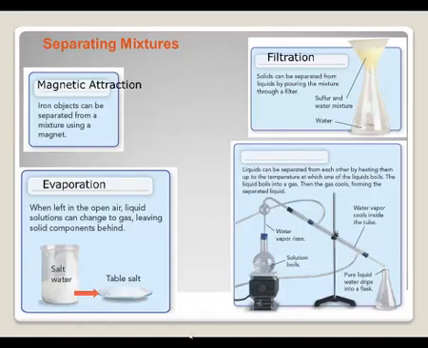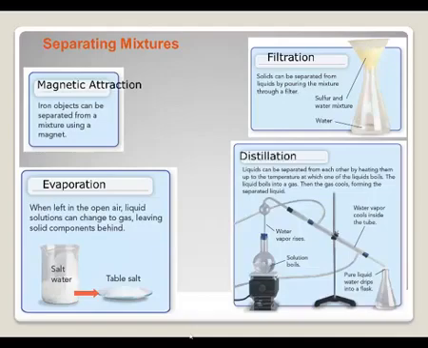Evaporation. Evaporation occurs when we either leave a liquid out in the open air where it just simply is allowed to evaporate itself, or we can even boil the substance, causing evaporation to occur. What will happen is all of the liquid water will evaporate off, or whatever the other substance is that's making up the liquid will evaporate off, and it will leave behind the solid components that were mixed into it. So in this case it shows salt water. If we were to boil off all of the water itself, it would leave behind the table salt.